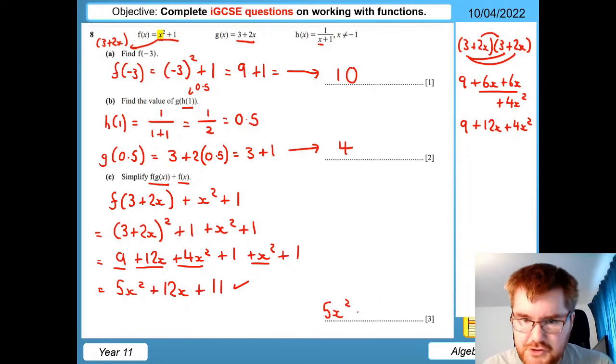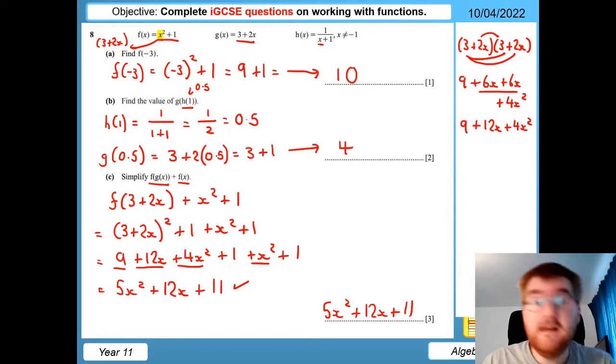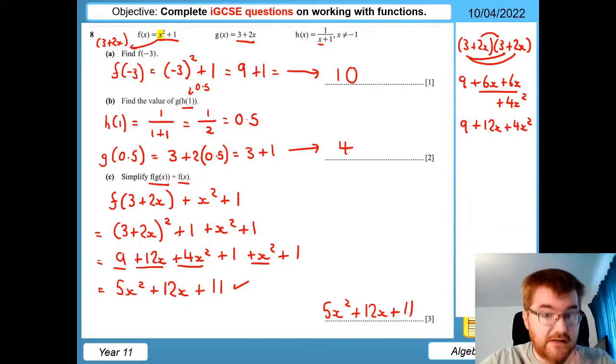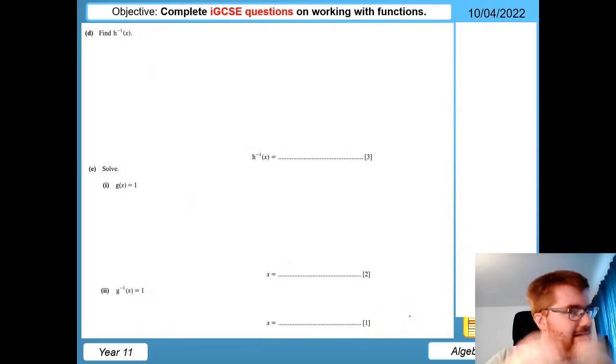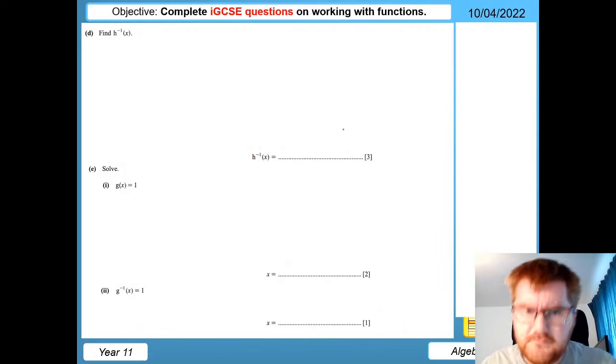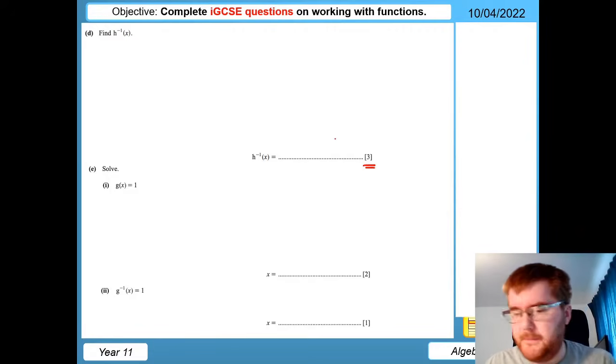And notice this time they do not ask us to try and simplify in any way like the previous question. So just make sure you're reading the question, and if it is factorizable, if that's a word, then they'll obviously say that to you. If they just want to work out the answer, then they'll tell you that as well. And you probably know an inverse function is coming up, and guess what? There is an inverse function. Notice this one is out of 3 marks, however, so it's probably going to be a bit more complicated.